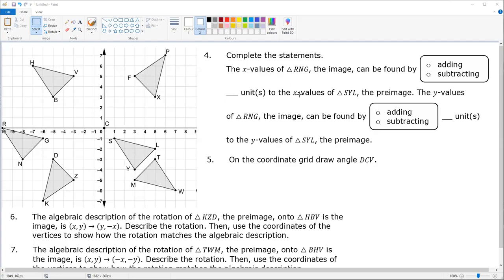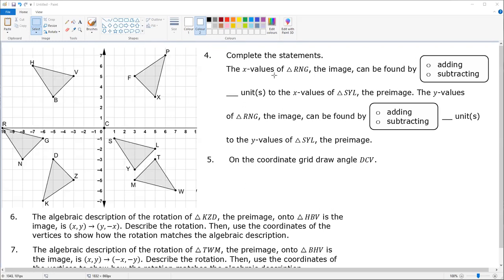Okay, so here is a continuation of Unit 4.1 homework, practice work actually. And I cleared the coordinate plane so we can start fresh. And it's going to say complete the statements.